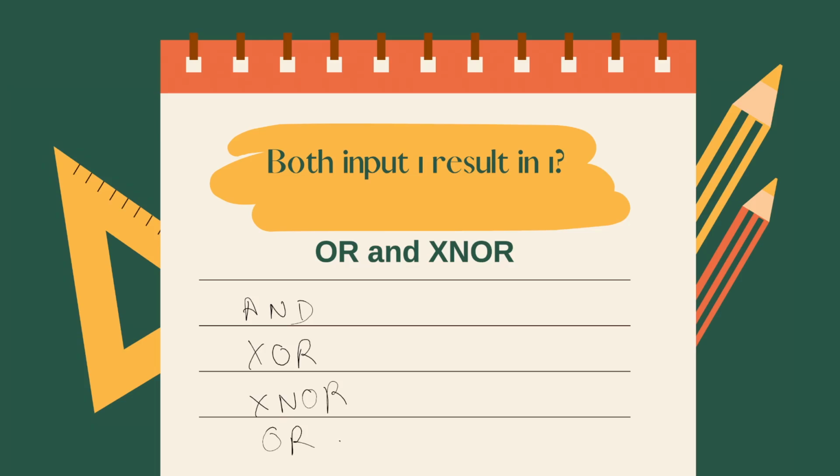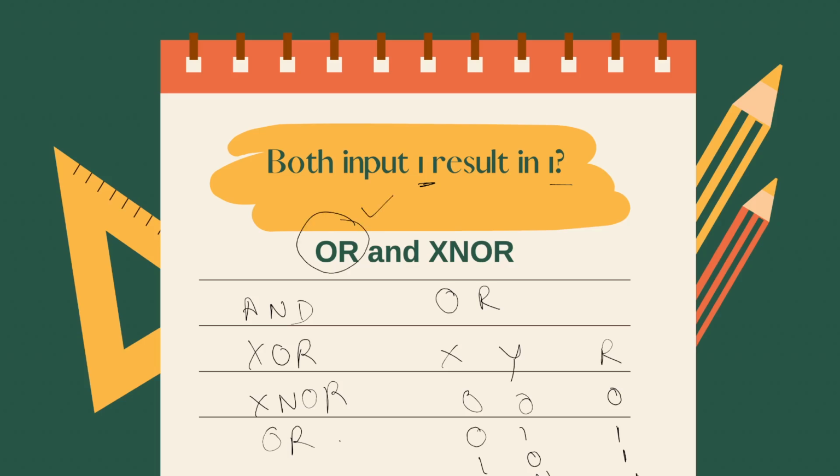So what is happening here? You have to tell in which case, when both inputs are 1, the result is going to be 1. We are aware that in the truth table of OR, for X and Y, 0 0 gives 0, 0 1 gives 1, 1 0 gives 1, and 1 1 gives 1. So if both the inputs are 1, OR is definitely 1. So this is true for sure.